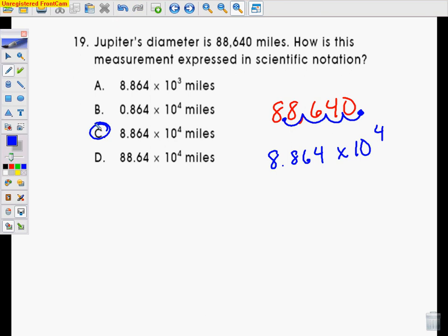A couple of these actually aren't in scientific notation. Which ones aren't? Well, B's not in scientific notation because this number is too small. Remember, it has to be between 1 and 10. It can equal 1, but it can't equal 10. So B's not in scientific notation. And D's not either because this number, once again, has to be between 1 and 10. That number's too big. So D couldn't have been the answer. So it really brought it down to either A or C. And we know the answer is C.